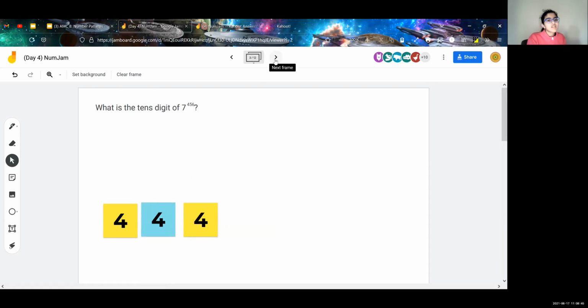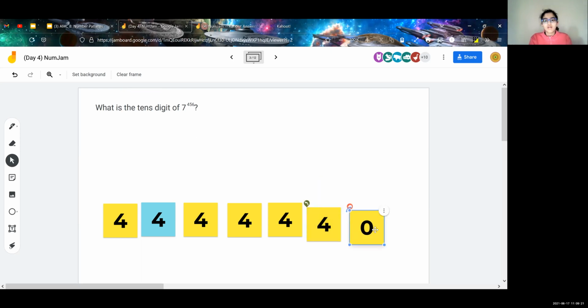Okay, so number 2, what is the tens digit of 7 to the power of 456? We saw multiple times previously that the pattern is 0440. So we should do 456 mod 4. 456 mod 4 is equal to 0, right? So we divide by 4, we get 114, and then remainder 0.